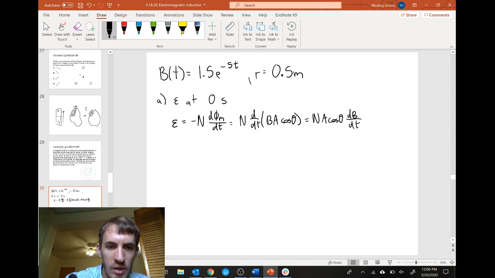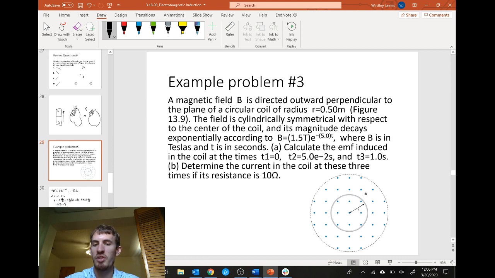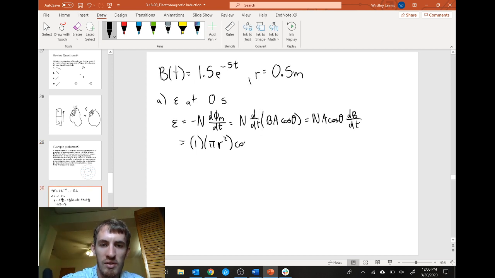All right, what is N? N is the number of loops, that's just 1. What is the area? It is pi r squared. What is the angle? Well, the area vector also points out. Remember, you could just put your pen on the page and you see, oh, it's the same direction as the magnetic field. So we get cosine of 0.